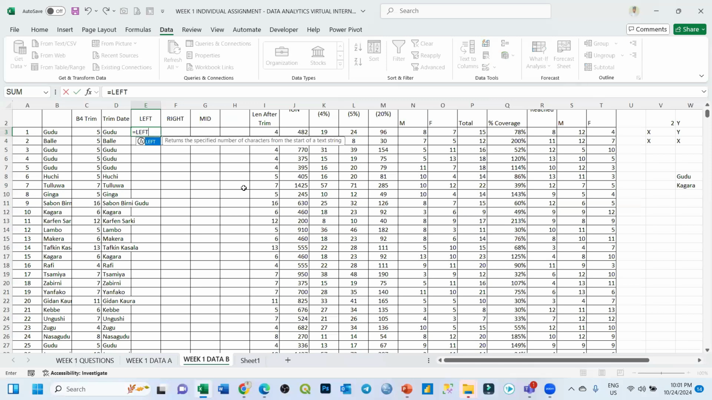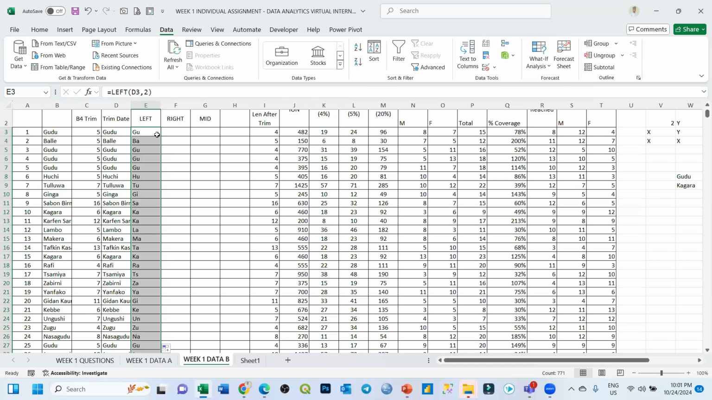So I'm going to say left, open bracket, then I click on the text, comma, then I put the number of characters that I want, which is 2. Then I press enter, and it brings all this GU for me. So if I apply it across, it will bring all the initials of two characters from the left-hand side of my data.